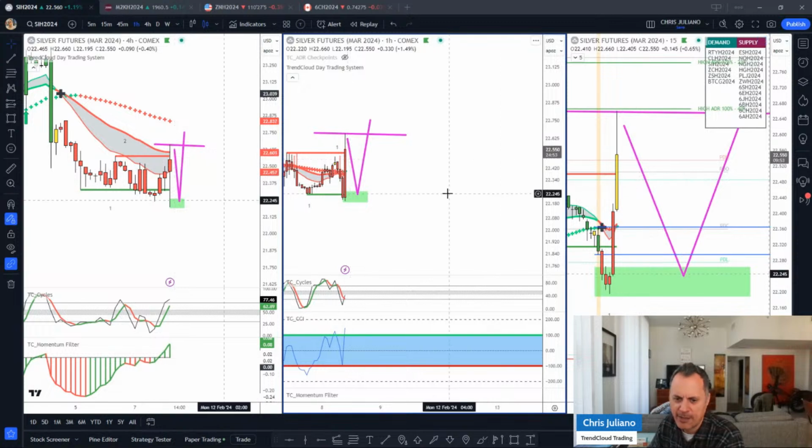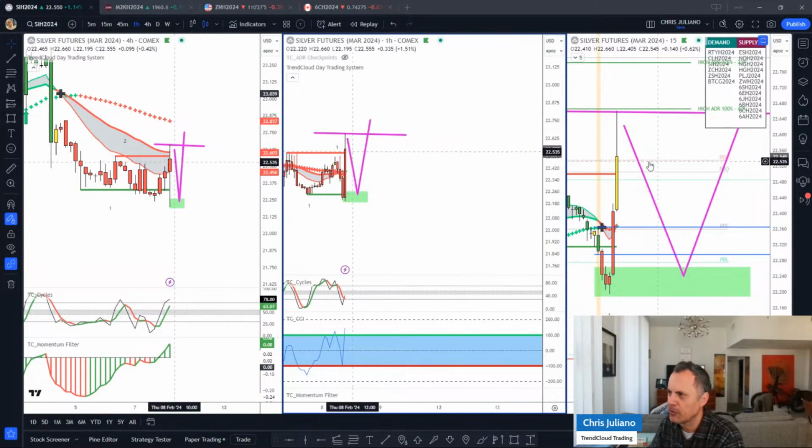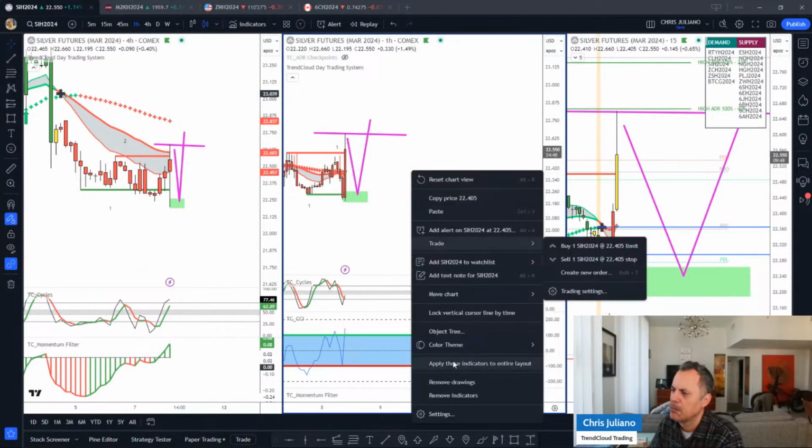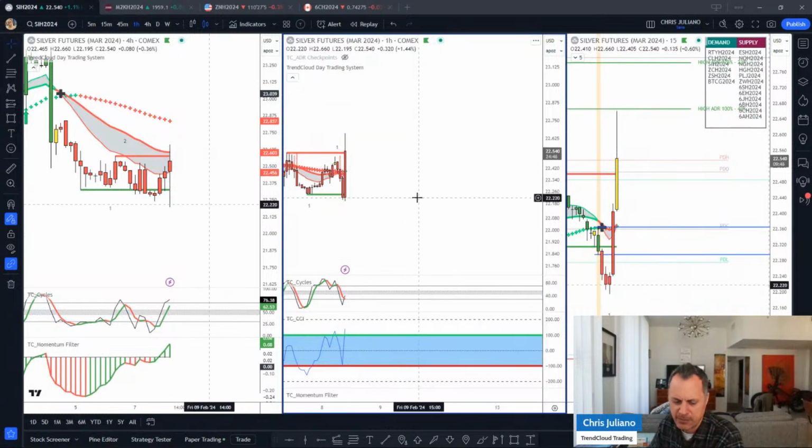That's all you can do, guys. That's all you can do. You can only look for possibilities, right? There's no predicting anything. You just have to look for possibilities and try to capitalize on them.